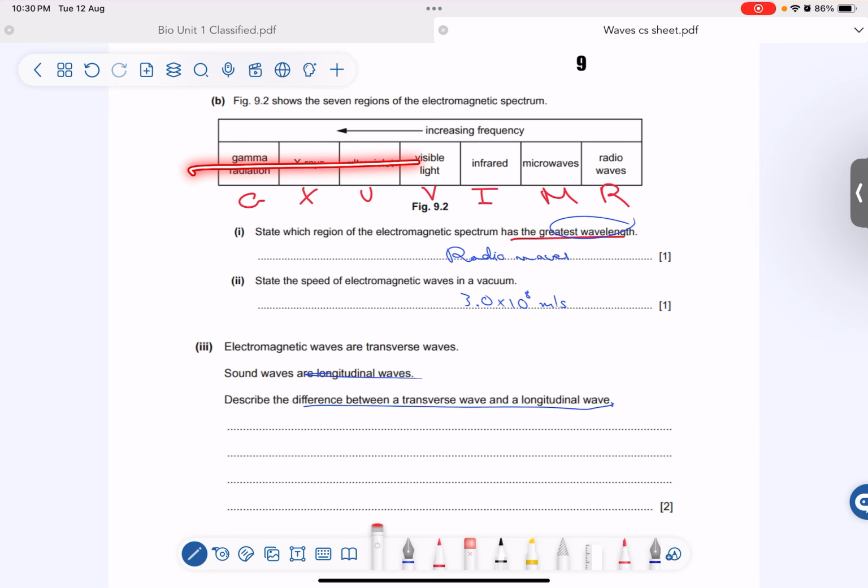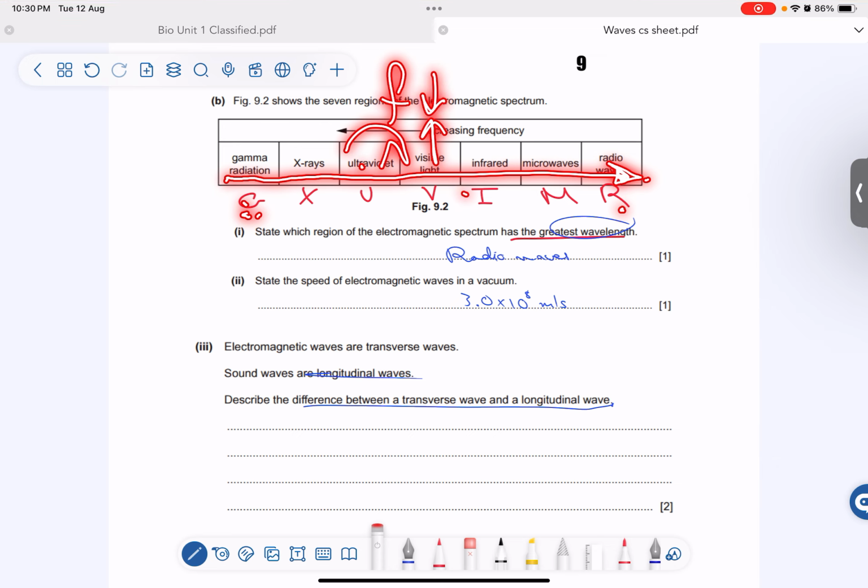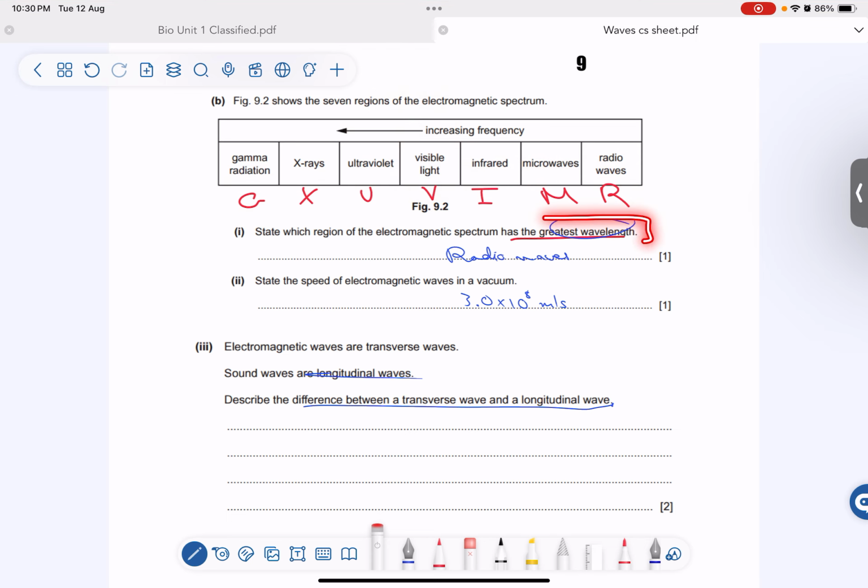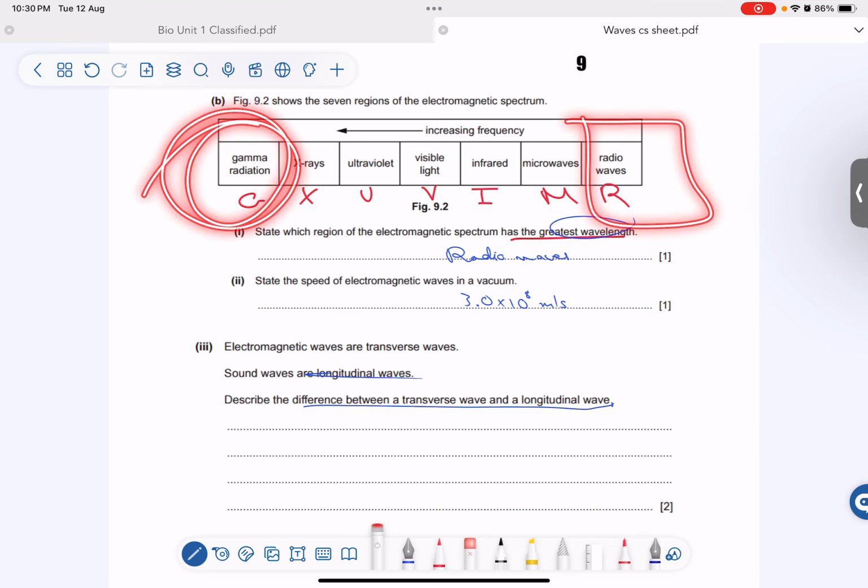So you'll write this and then label beside it that as you go from gamma rays to radio waves, the wavelength increases and frequency decreases. Then you'll know that a lower wavelength is going to be ultraviolet. That's it. So here you need the greatest wavelength. We know that the least wavelength is gamma radiation, so the greatest is radio waves.